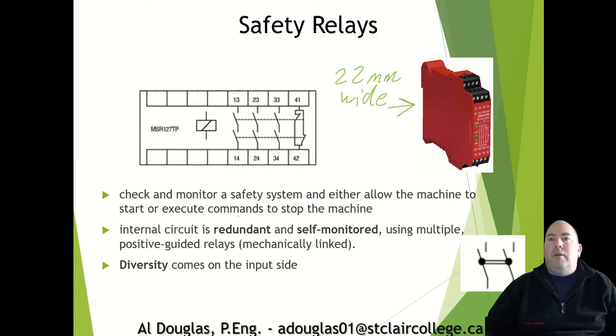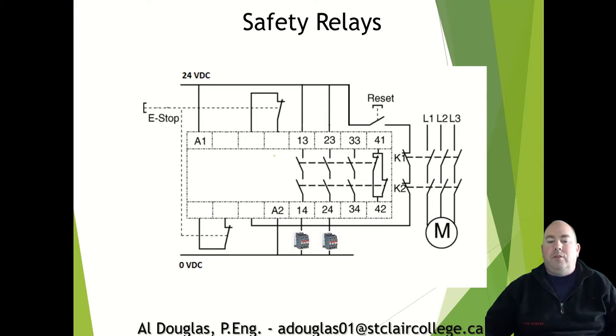So these have redundancy and self-monitoring right inside, and diversity comes from the devices that you use. So using a two-channel EStop or limit switches or something like that as inputs to these gives you the diversity from them. This is what the internal wiring of these look like. So you have your EStop, you've got a reset, and you've got multiple contacts on the inside that allow you to operate this thing. So that is a safety relay.